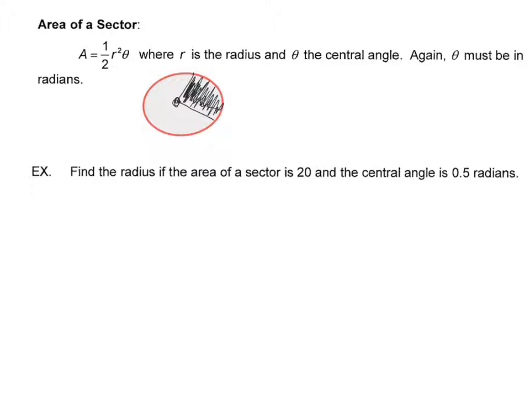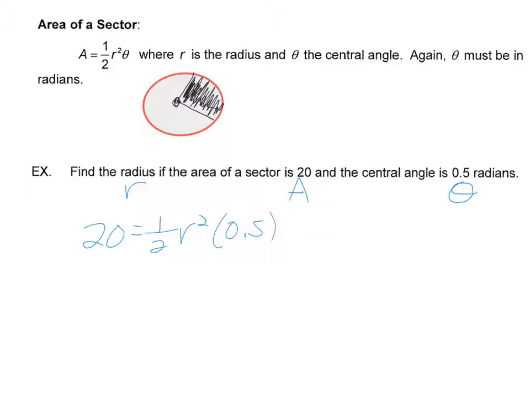So now it's saying find the radius if the area of the sector is 20, so we've been given the area, and the central angle is 0.5 radians. So there's our theta, it's already in radians. Most of the time radian angles have a pi with them, but they don't have to. So 0.5 is our angle, we don't have to convert it. Filling in the formula for A, we'll put 20 equals 1/2 r squared times 0.5, which really is a half.